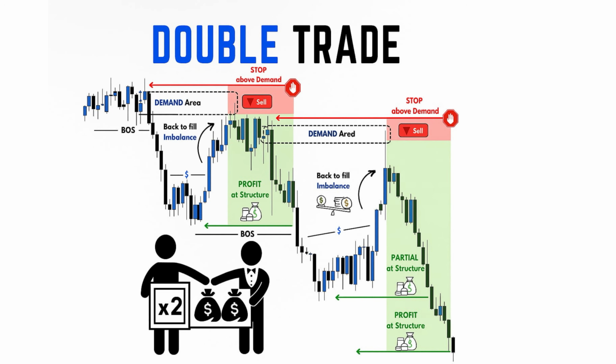This is your signal for the second trade, a sell entry. You place your new stop above the former demand area. As price falls, you take partial profits at structures below, effectively getting 2X the opportunity from one key market level by dynamically reading the shift in market structure and order flow.